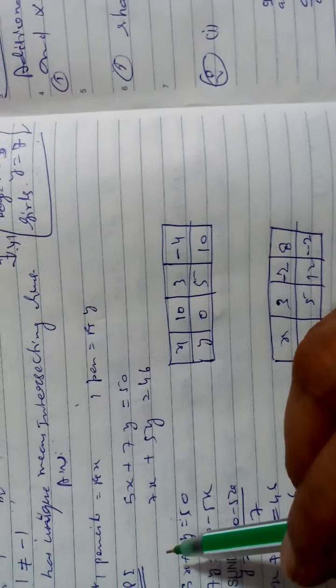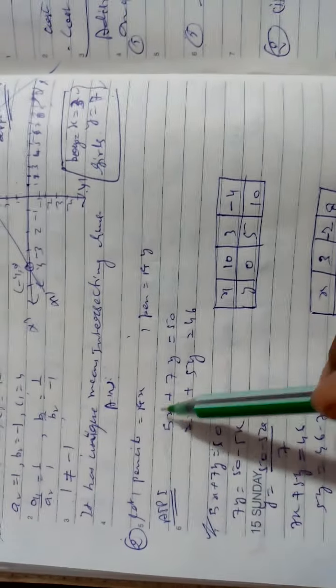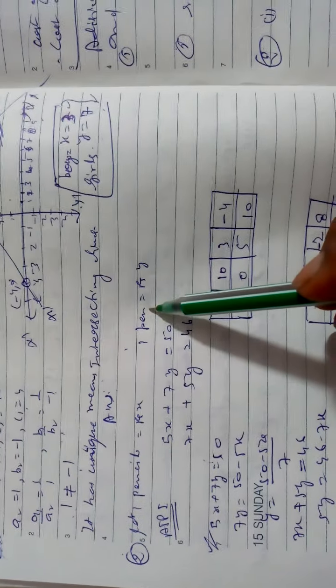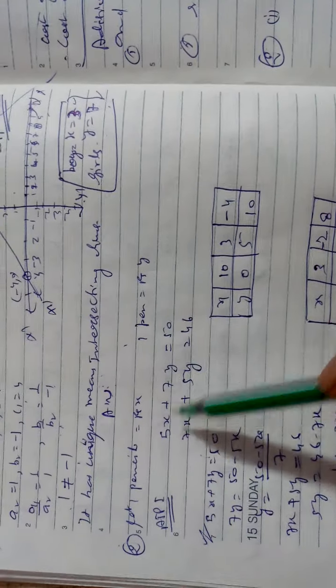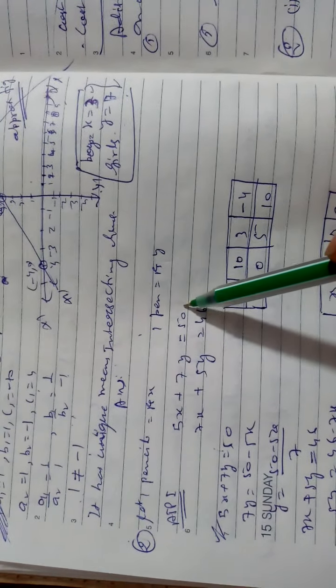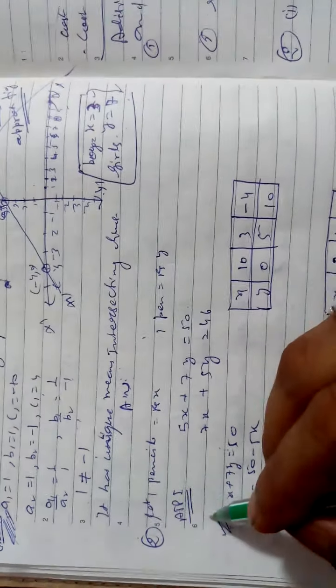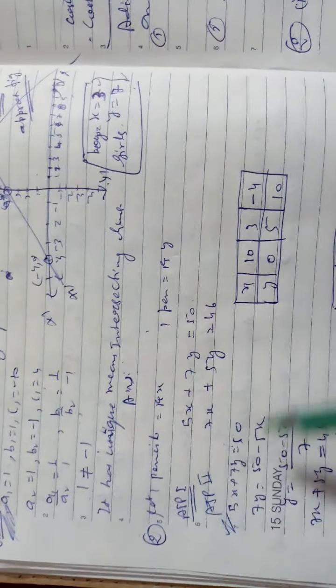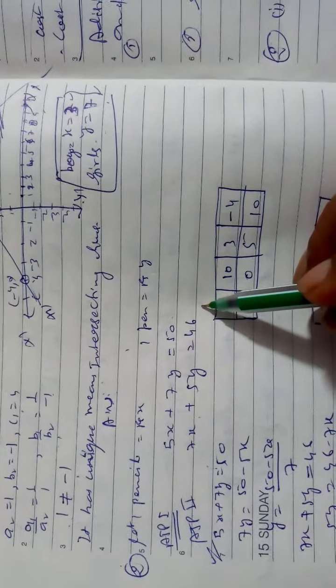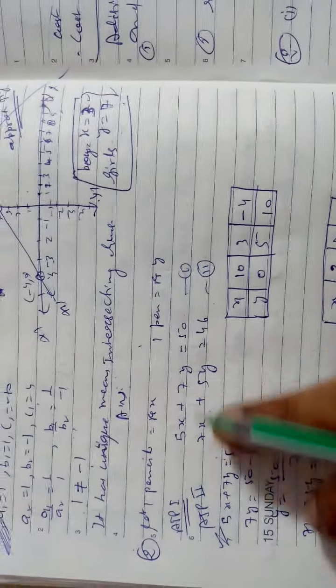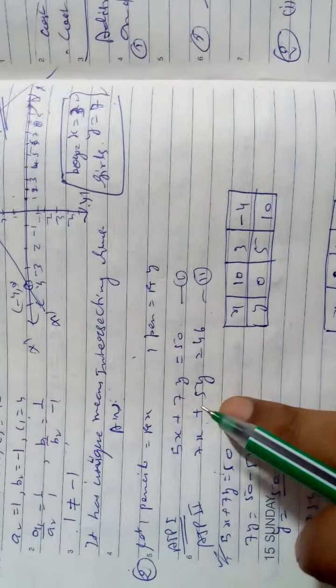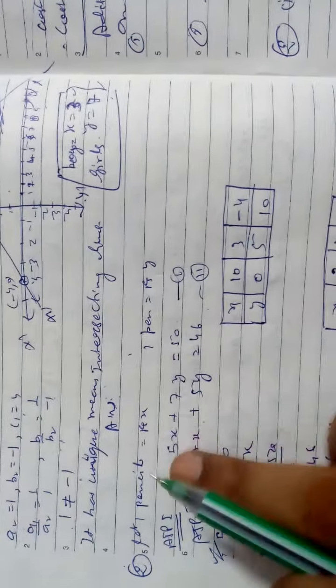Second question is given. 5 pencils and 7 pens together cost rupees 50. Let the cost of a pencil be x and the cost of one pen be y. So the first statement says 5 pencils and 7 pens cost rupees 50, and the second statement says 7 pencils and 5 pens cost 46. So you draw equations number 1 and 2. But again you can check orally that 5 by 7 is not equal to 7 by 5. It will give you a unique solution.